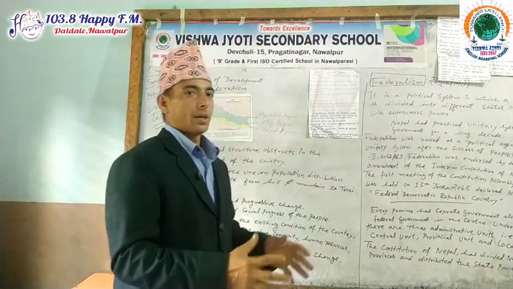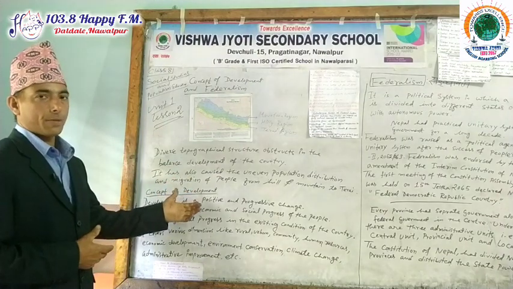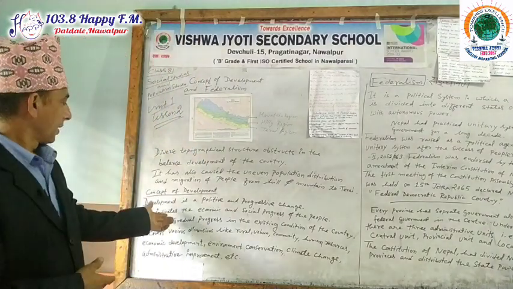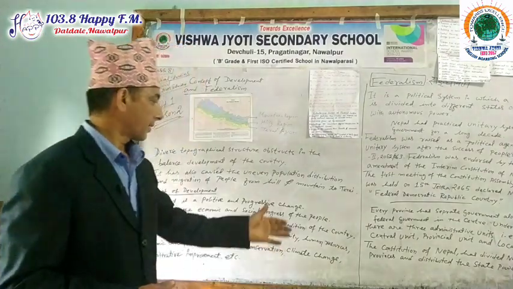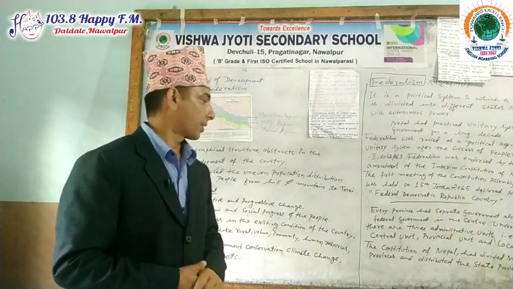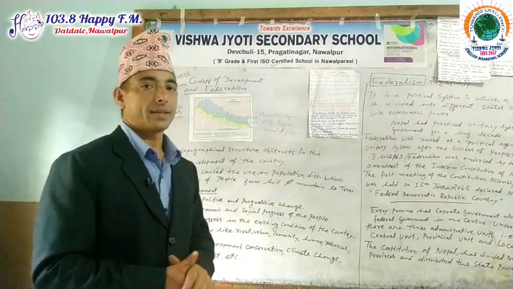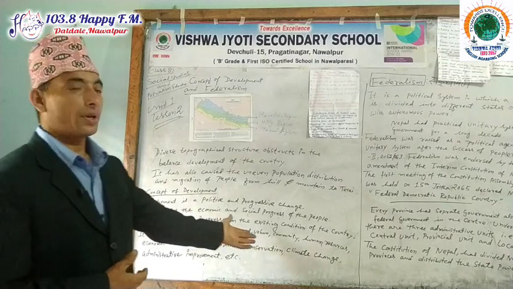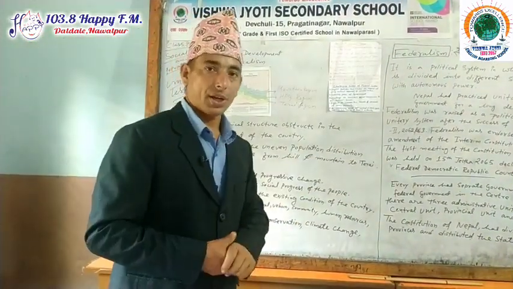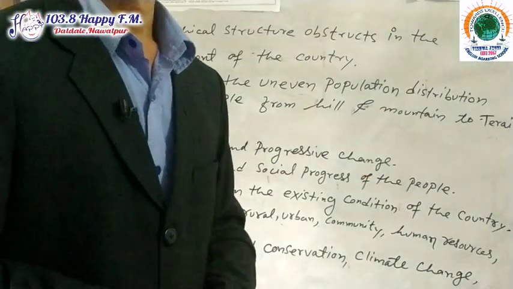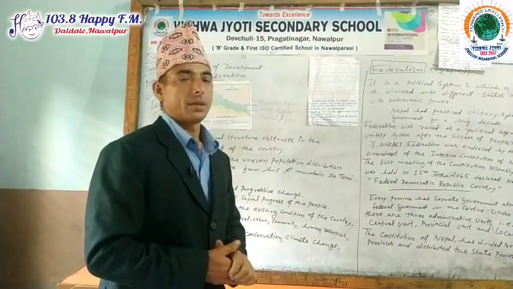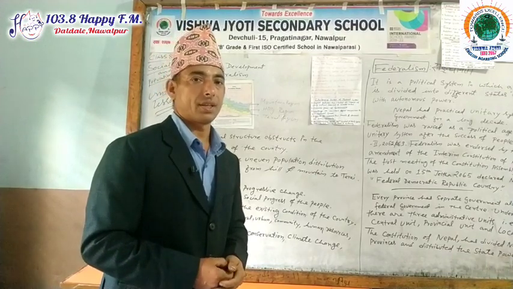So dear children, let's proceed. Next topic, concept of development. As we know, development means positive change or progress. Development indicates the economic and social progress of the people. Development brings progress in the existing condition of the country. Development covers various areas, such as rural area, urban area, human resources, natural resources, economic development, climate change, administrative improvement, etc. Every person is working together for the progress and development of their society and the country.